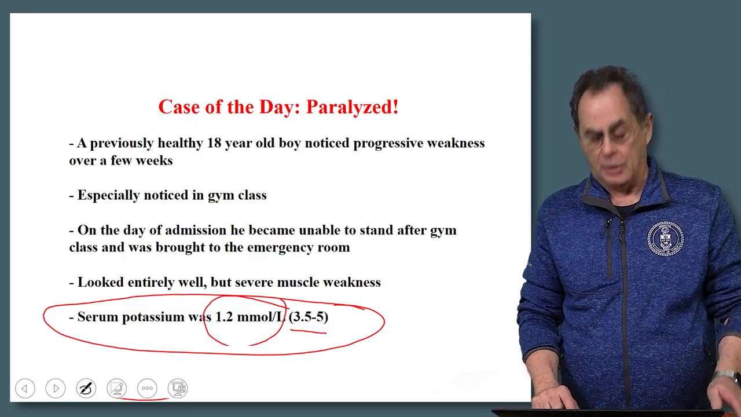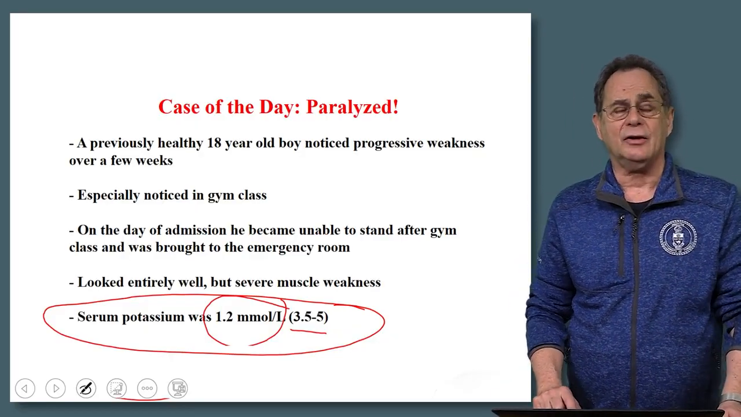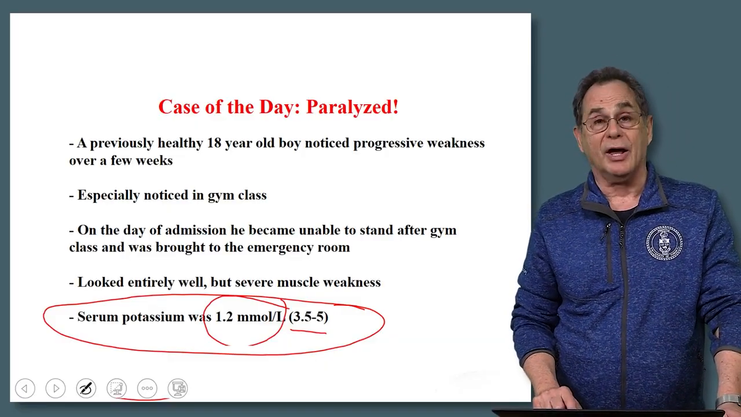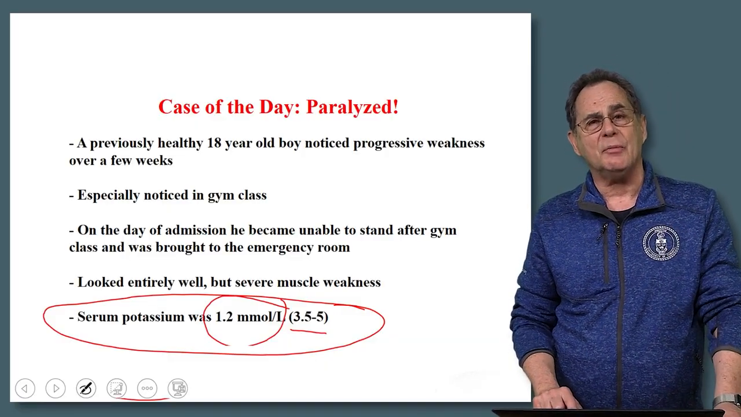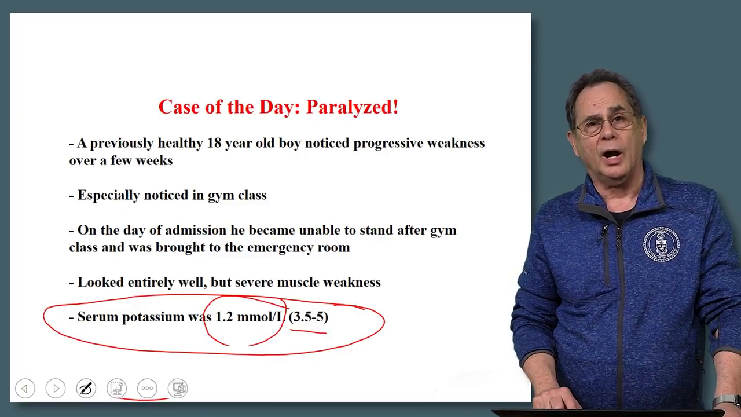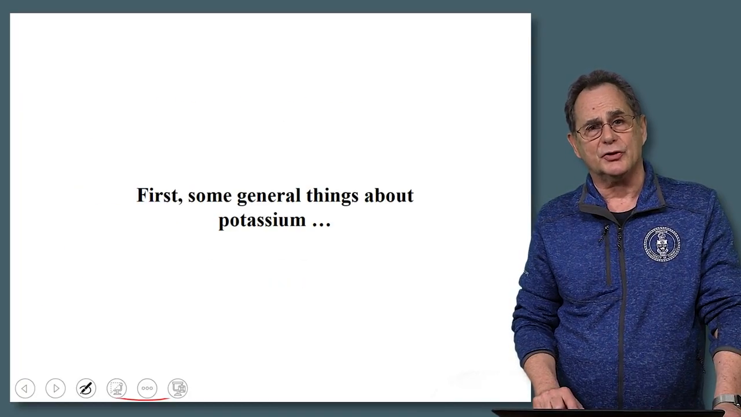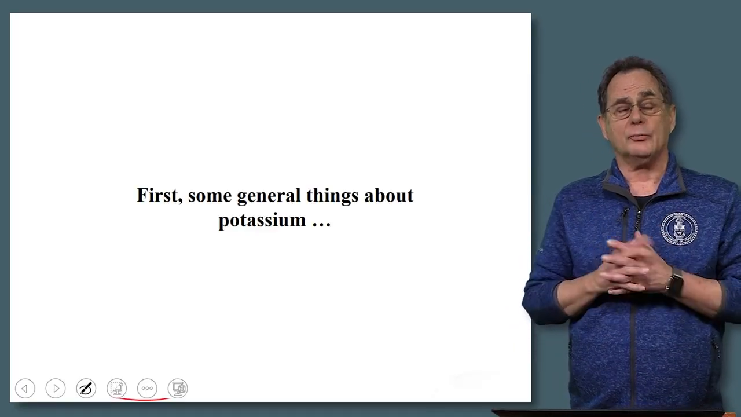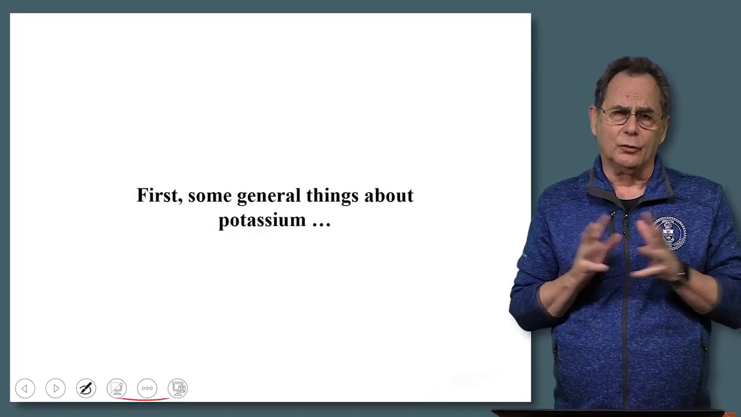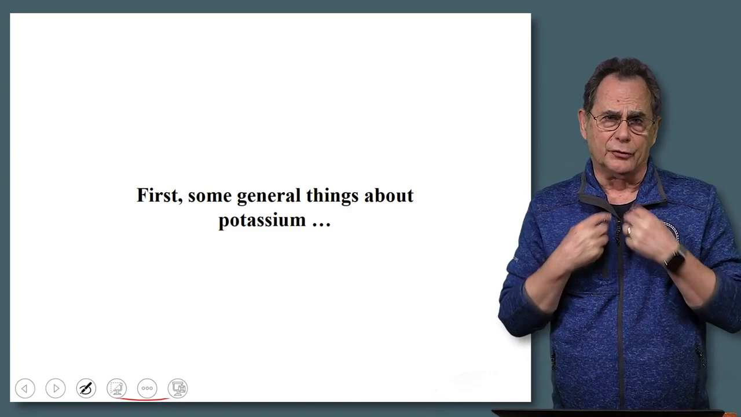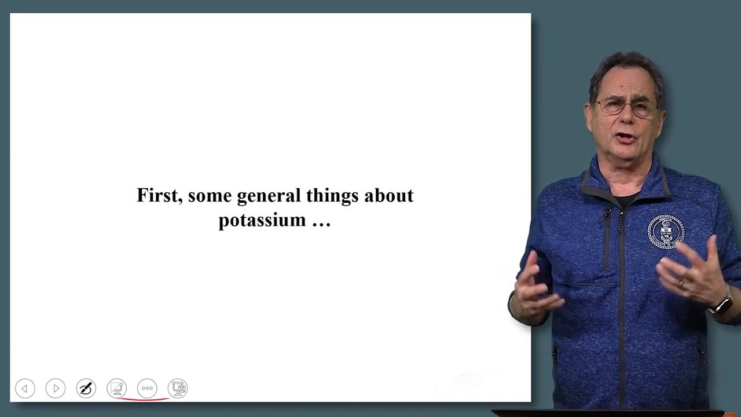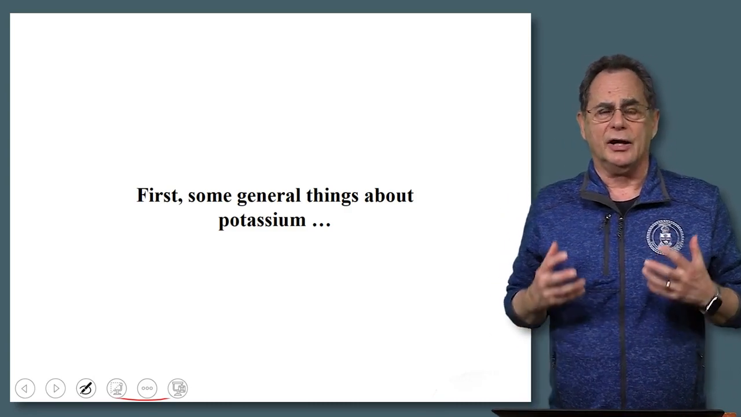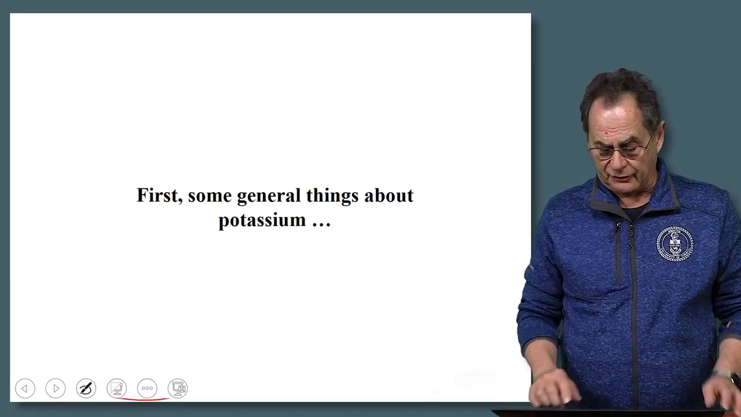So let's see if our understanding of kidney handling of potassium and potassium balance will allow us to gain some idea as to why this young man presented with such a profoundly low potassium, and why that presentation with such a profoundly low potassium was associated with clinical symptoms that didn't allow him to participate in regular physical activity.